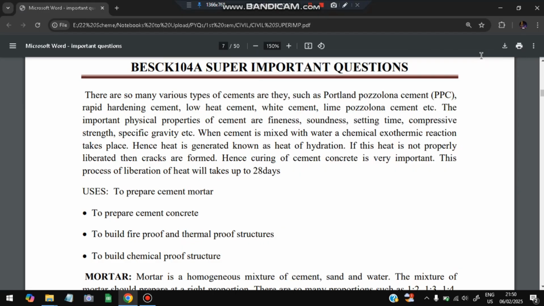There are many different types of cement such as Portland, Pozzolana cement, rapid hardening cement, low heat cement. So these are used for different purposes. There are different types of cements, and the heat which is generated when cement is mixed with water is called heat of hydration. So these are the key points you will be writing. And to prepare cement mortar, to prepare cement concrete, to prepare fireproof, thermal proof structures, to build chemical proof structures are some of the uses of cement.